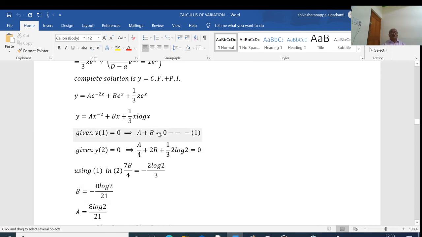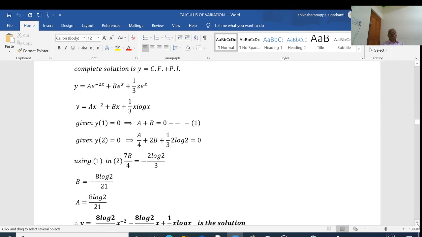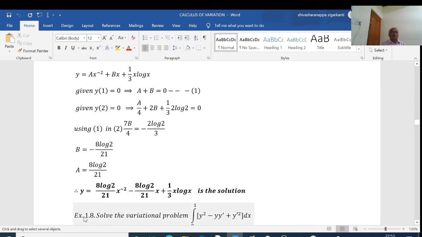And substituting the value of b here, we get the value of a, it's negative of b. So that is a equal to 8 into log 2 divided by 21. Substituting in this equation, we get y equal to 8 log 2 by 21 into x to the power minus 2 minus 8 log 2 by 21 into x plus 1 by 3 into x log x. This is the required solution.